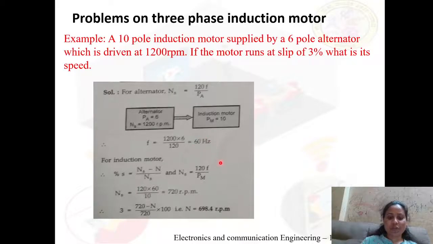So now we will substitute the 60 Hz in this Ns for the induction motor, and number of poles for the motor is 10. So we will get synchronous speed of the induction motor as 720 rpm. And now we have got the value of Ns and also the slip value. We can find the speed of the rotor, which is 698 revolutions per minute. Slip they have given as 3%, so let us take that value of 3.